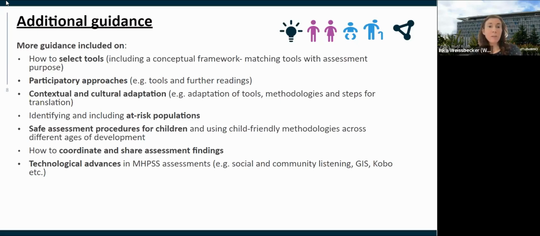In addition, another big ask we got through these consultations is including more about at-risk populations. So we have considerations there about how can we include diverse and at-risk groups in assessments. How should we consider gender? How should we include older people, which is often a big gap in assessments and in the response? How can we better include people with disabilities? How can we include people with lived experience of a mental health condition? We also have specific guidance for including children, like safe assessments procedures, child-friendly methods across different ages and stages of development.